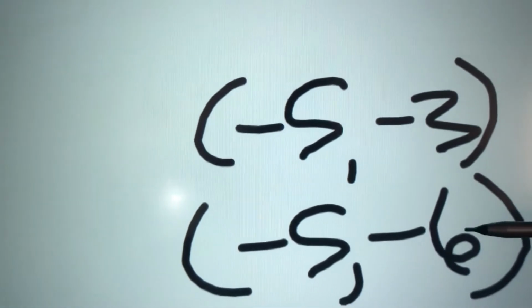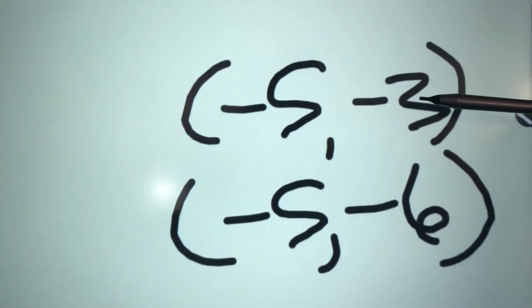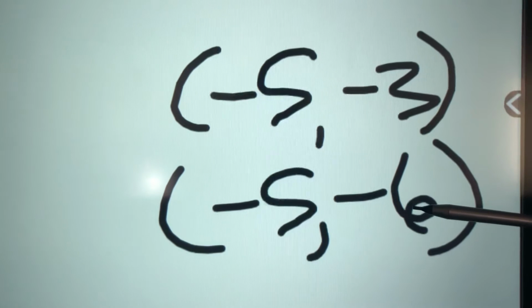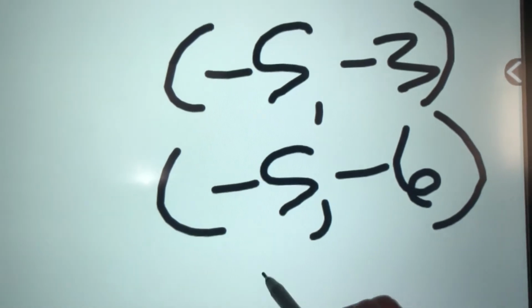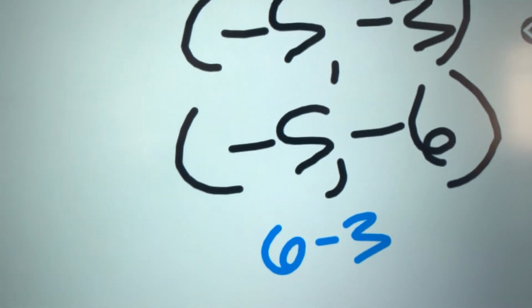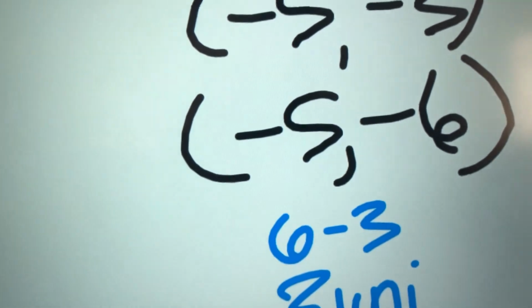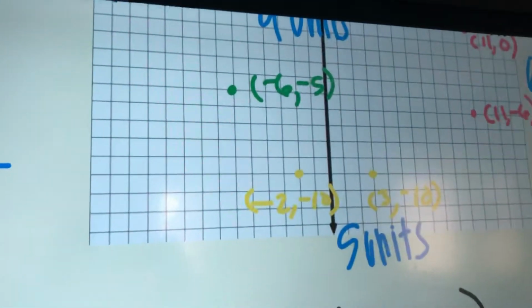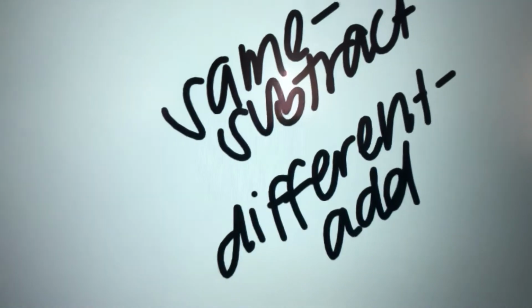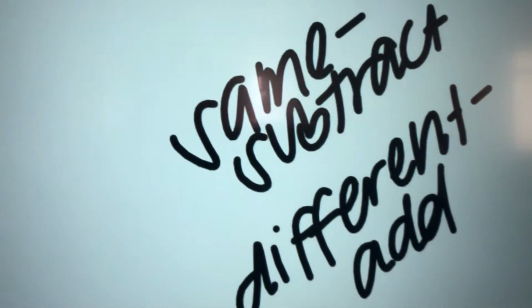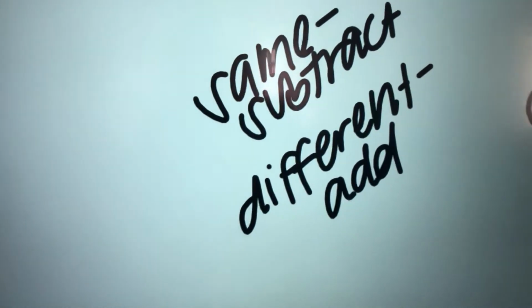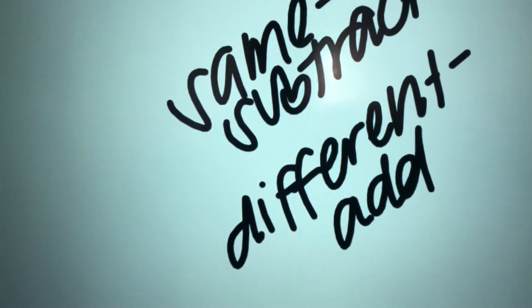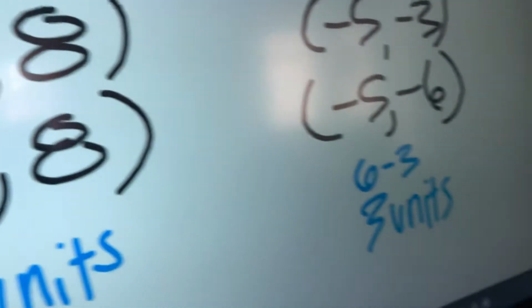We need to find our absolute value of each one. Absolute value of -3 is 3. Absolute value of -6 is 6. So what we're going to do is 6 minus 3. So here, there are 3 units. So when you do not have the example of the grid to actually count those, we need to think, for the same sign, you're going to find the absolute value and subtract. For different signs, you're going to find the absolute value and then add.